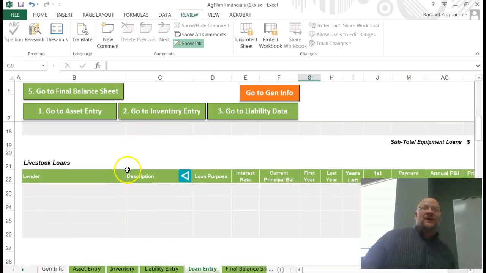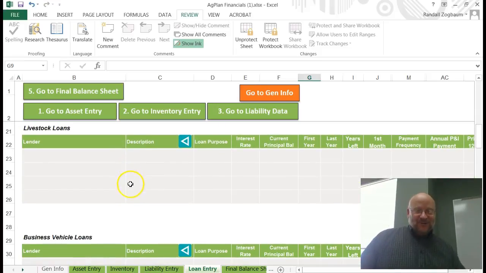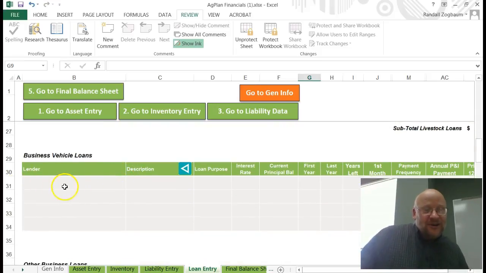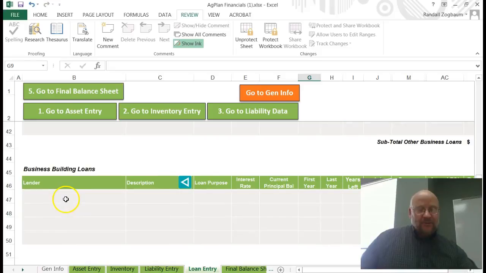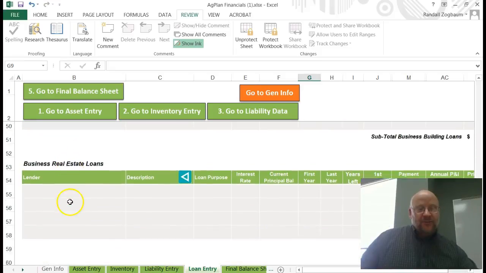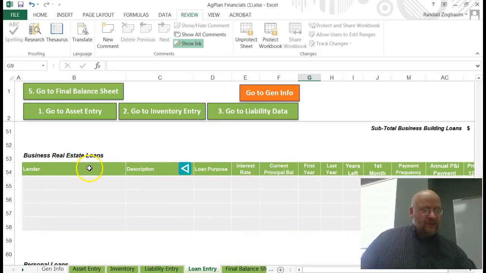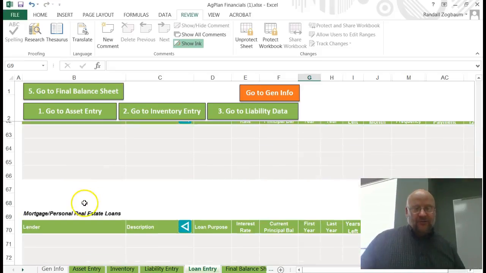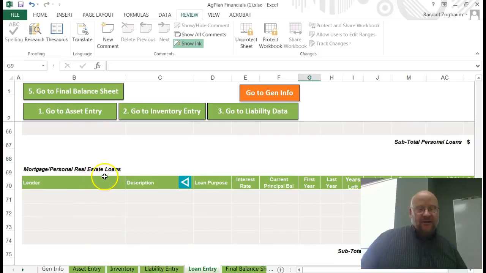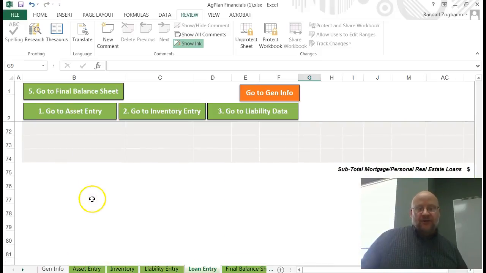If you were following along, this is the trouble with following along. You've got to make sure I'm doing it right, because I don't always do everything right, as you notice. So you want to put the vehicle loans on the vehicles, other business loans where they belong. We don't have any of those. We don't have any building loans. We do have a real estate loan, the farm loan with mom and dad. We haven't gotten to the personal loans, so maybe we can actually enter that. And personal loans on the mortgage.